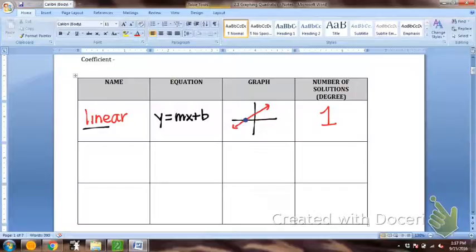Okay, so the next type that we can talk about is quadratic, and we just talked about that. And we have the standard form of the quadratic. Let's go ahead and write that in this box from up above. Ax squared plus bx plus c.